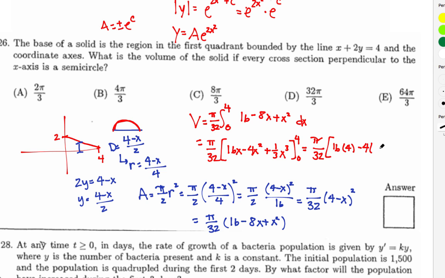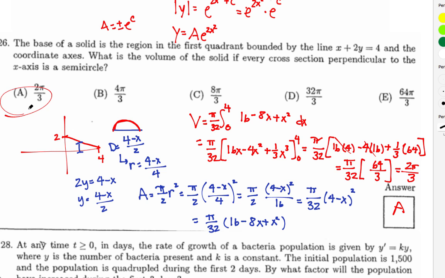pi over 32, 16 times 4 minus 4 times 4 squared, which is 16. Oh, those are going to cancel out nicely. Plus 1/3, and then 4 times 4 times 4, which again is 16 times 4, which is going to be 64. And then when we plug in the 0, that's going to be 0 minus 0 plus 0, so we're good there. So those cancel out, and we have pi over 32 times 64 over 3. So we have 2 pi over 3 as our final answer. That's going to be A.